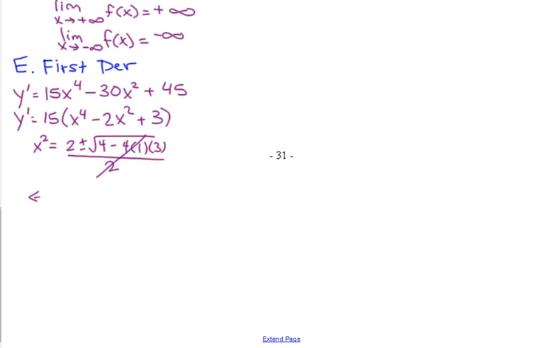So on our interval test, does it matter which number we choose? Not at all. We have every option in the world, so go ahead. I'm going to plug in zero. I like zero. If I plug in zero, positive or negative? Positive. So our function is increasing when? Always. Okay, no max or mins.